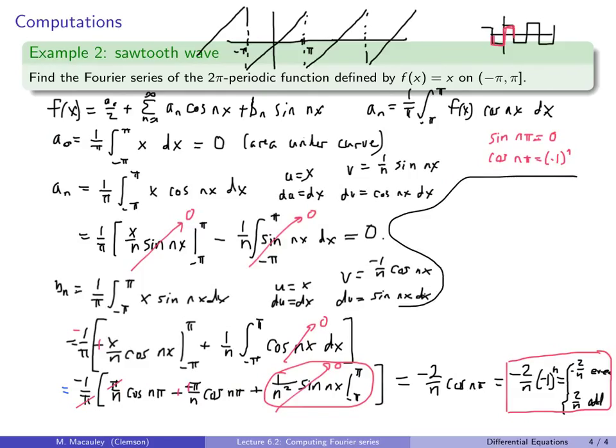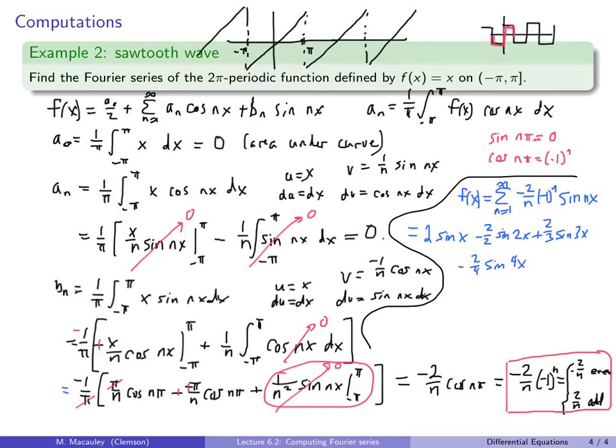So let's do that with a pen now. What this means is f of x equals the infinite sum from n equals 1 to infinity of negative 2 over n times negative 1 to the n sine of nx. If you don't like nice, complicated, closed formulas like that, let's just write out a few terms. So this is 2 sine of 1x minus 2 over 2 sine of 2x plus 2 over 3 sine of 3x minus 2 over 4 sine of 4x plus 2 over 5 sine of 5x, and then we have this plus-minus business, dot dot dot.